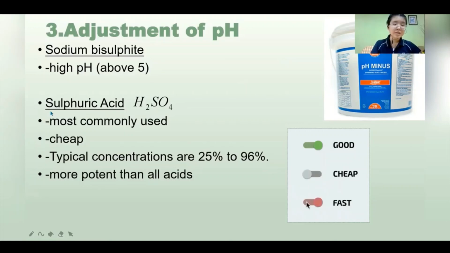Sulfuric acid is commonly used because it is cheap, and the typical concentrations are 25% to 96%. So it is more potent than other acids. From this chemical formula, we can see that it has more hydrogen ions than others, like chloric acid and so on.